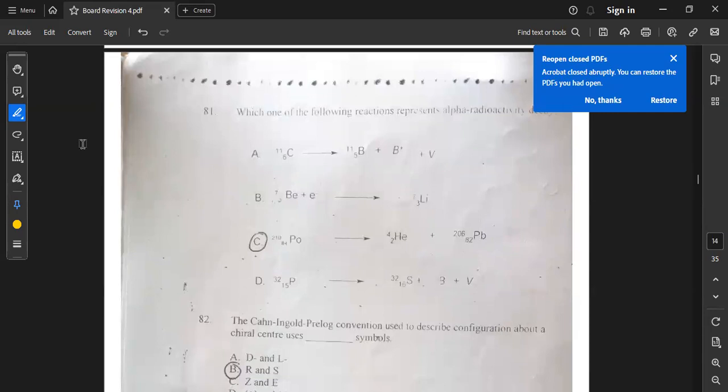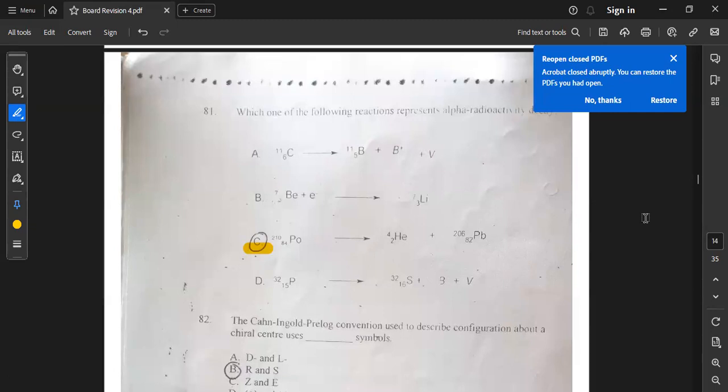Moving on to the next question: which one of the following reactions represents an alpha radioactive decay? So we're expecting to see the answer is choice C, whereby we've emitted a helium particle, 4-2, right? So what are the other types of radioactive decay, and what do we expect?